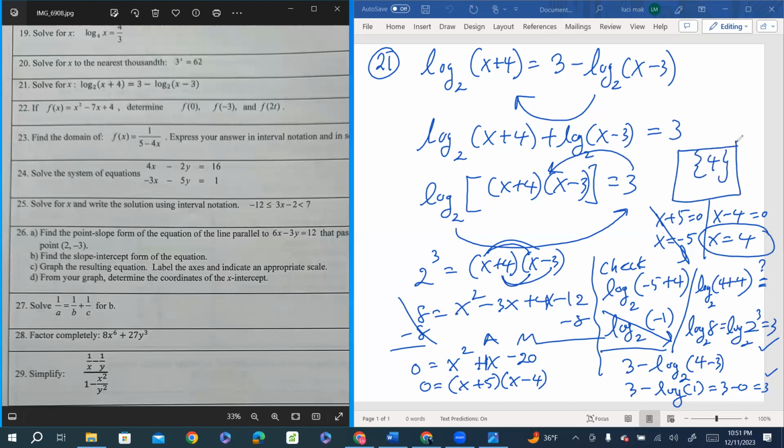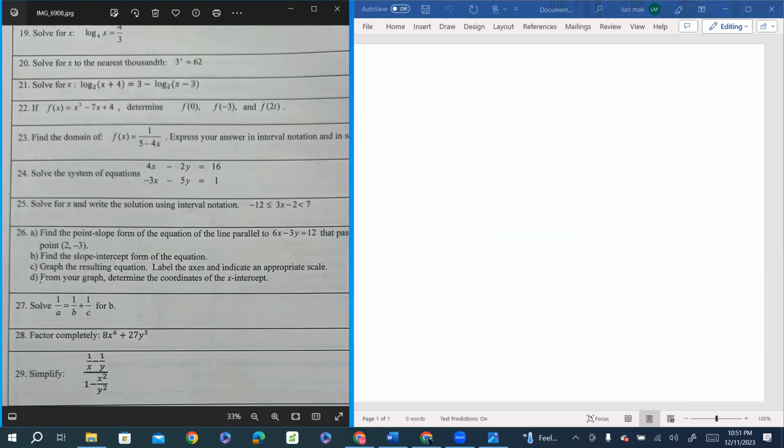So for 21, the answer is 4. Let me check the answer. 21 is 4, that is correct. All right, let's look at the next question. All right, so the next question is 22.